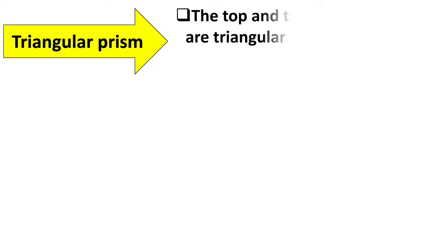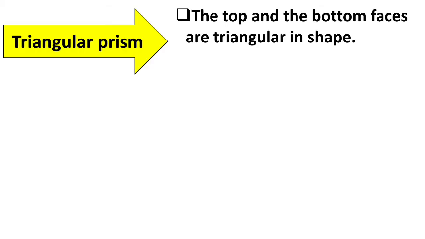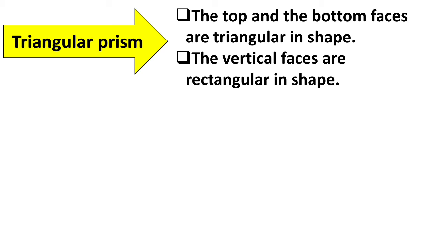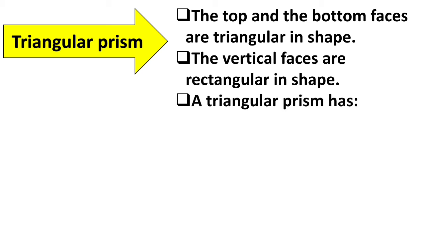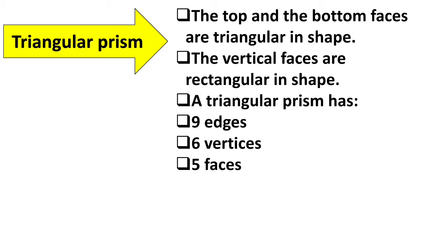Triangular prism. The top and the bottom faces are triangular in shape. That is the first property of a triangular prism. The second property is that the vertical faces are rectangular in shape. Vertical means the standing faces are also rectangular in shape. And a triangular prism has 9 edges, 6 vertices and 5 faces.